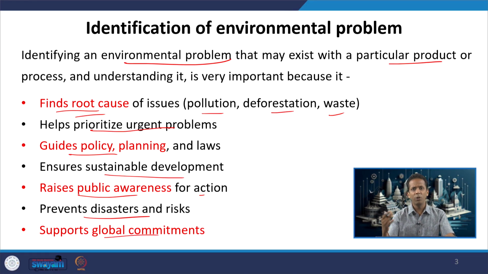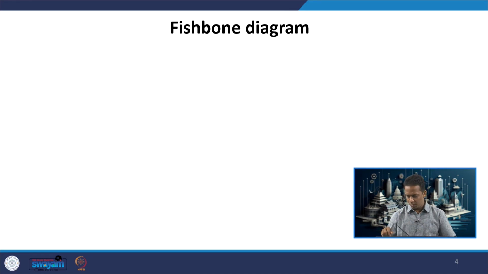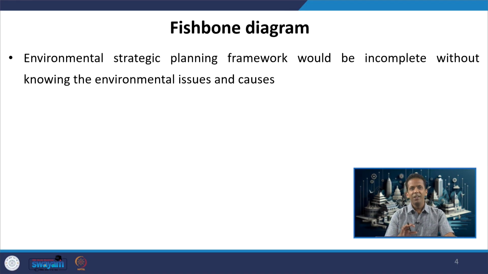If any organization has committed to some global goals like the Paris Agreement or NDCs, the nationally determined contributions of countries towards net zero, like India has set the target of 2070. By 2070 we would be having decarbonization, net zero. To contribute towards those kinds of commitments, I think these things help. So, what is the role of the fishbone diagram? But before that, once environmental issues and causes are known, then we can come up with the strategic planning framework to address those issues.